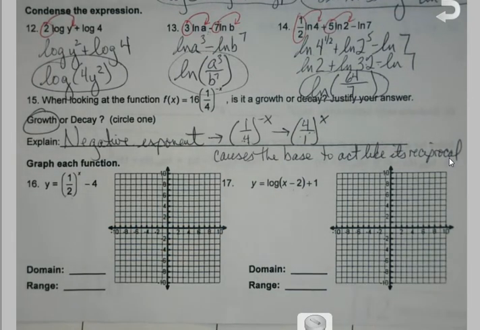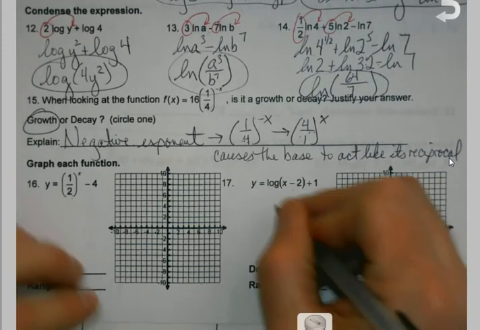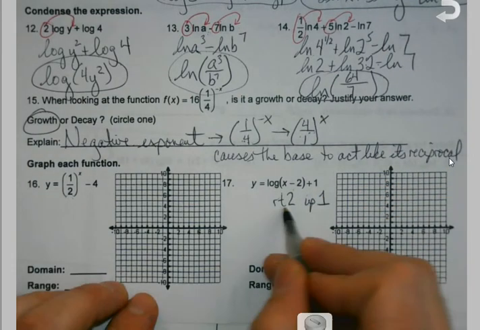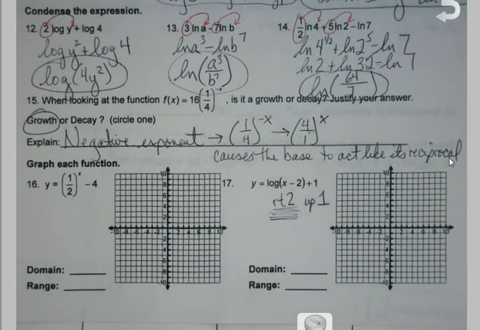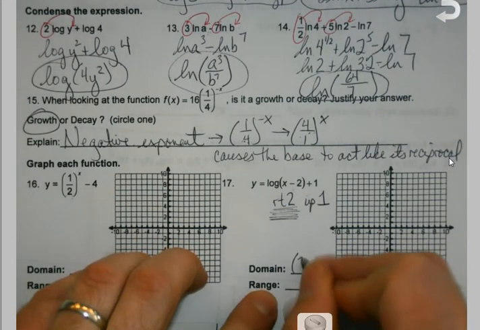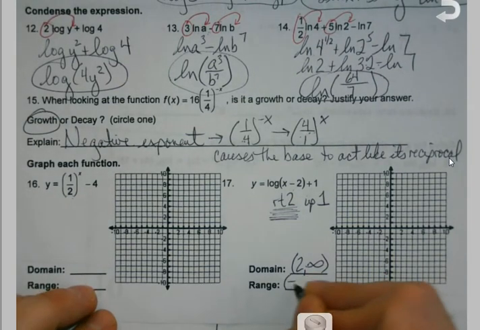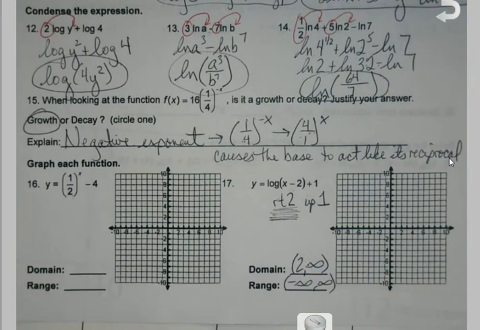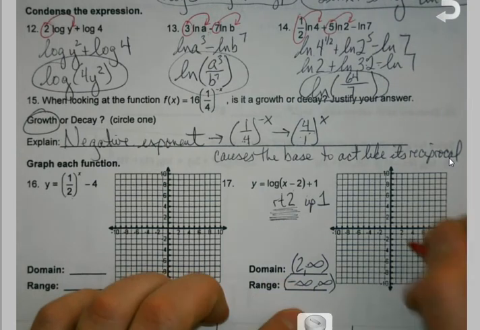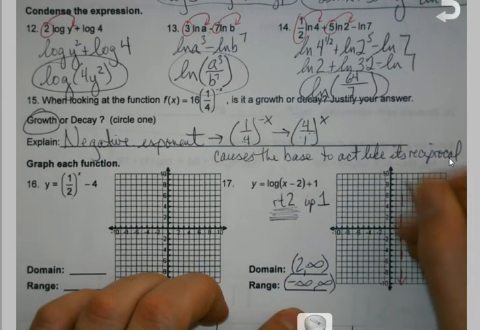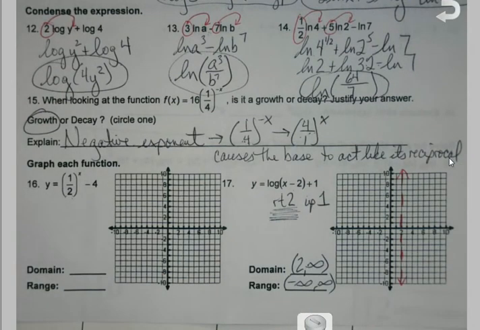What are my two shifts on 17? Okay, so right 2 and up 1. When we're dealing with logs, it's the right or left shifts that we care about, because if I move right 2, so does my domain. Range is never going to move. That's no big deal. I also know by that being at 2, that's where my vertical asymptote's going to be, because I'm going to be watching for that. Don't get sloppy and go through that.